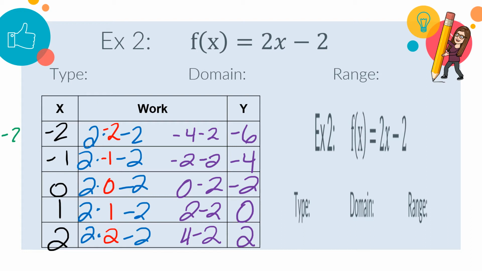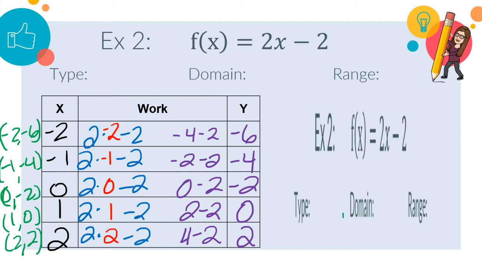All right, let's graph our points. I see that I have -2, -6, -1, -4, and you don't have to write out these points. If you can read the table clearly and you understand that, jump straight into the graph, okay? -2, -6, -1, -4, 0, -2, 1, 0, 2, 2. See how it's making a perfect line? It will always make a perfect line in this unit.